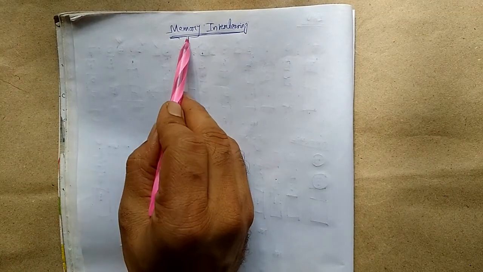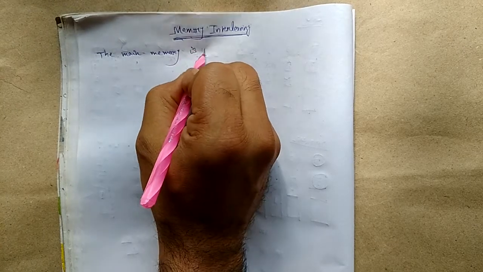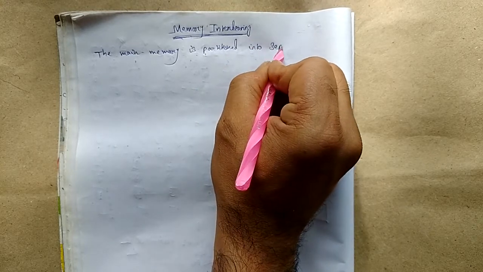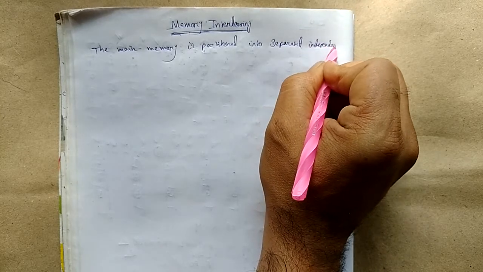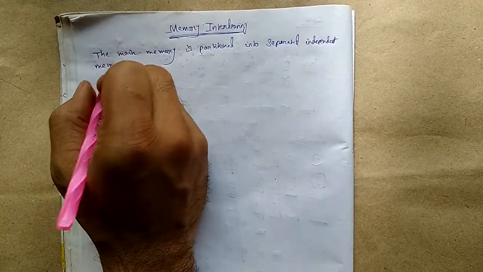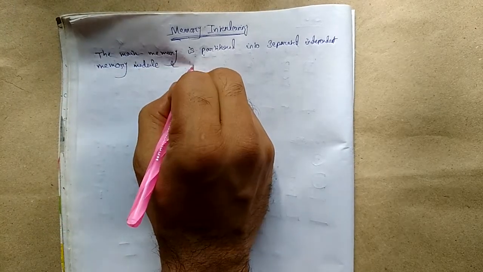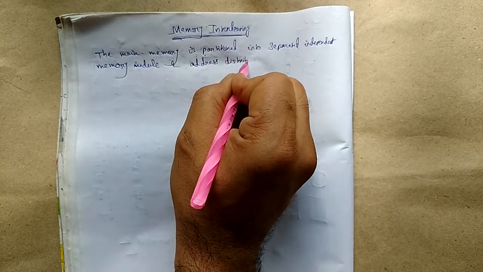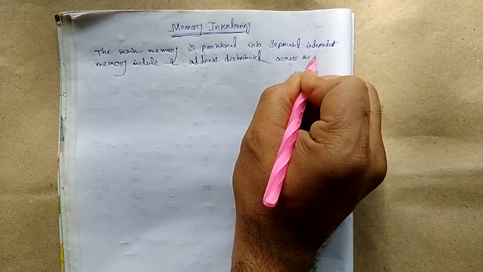Our next topic is memory interleaving. The main memory is partitioned into separate, independent memory modules and addresses are distributed across the modules.